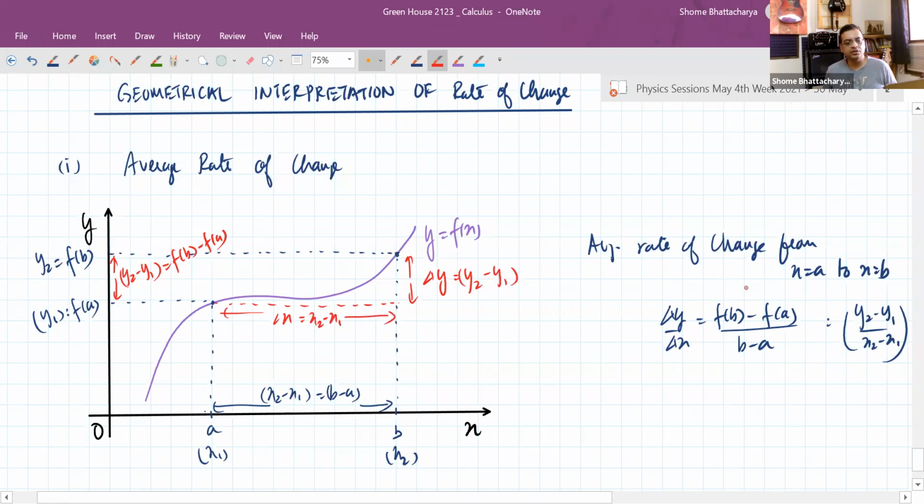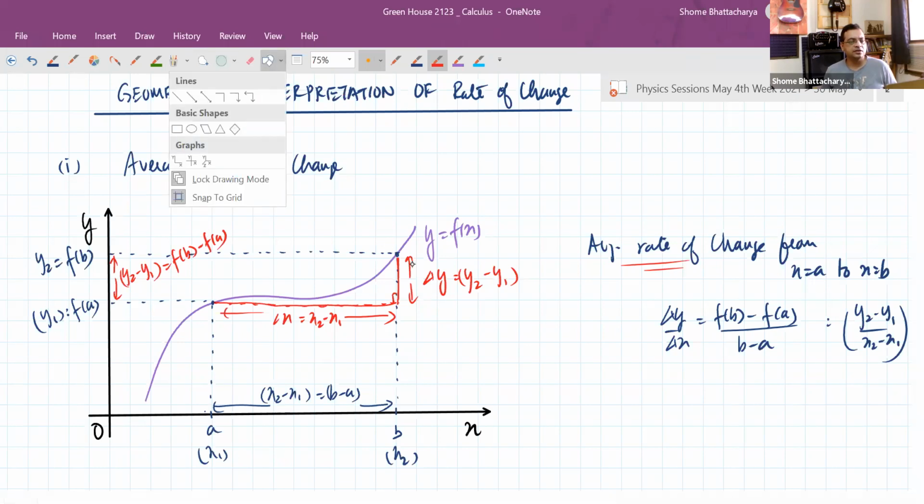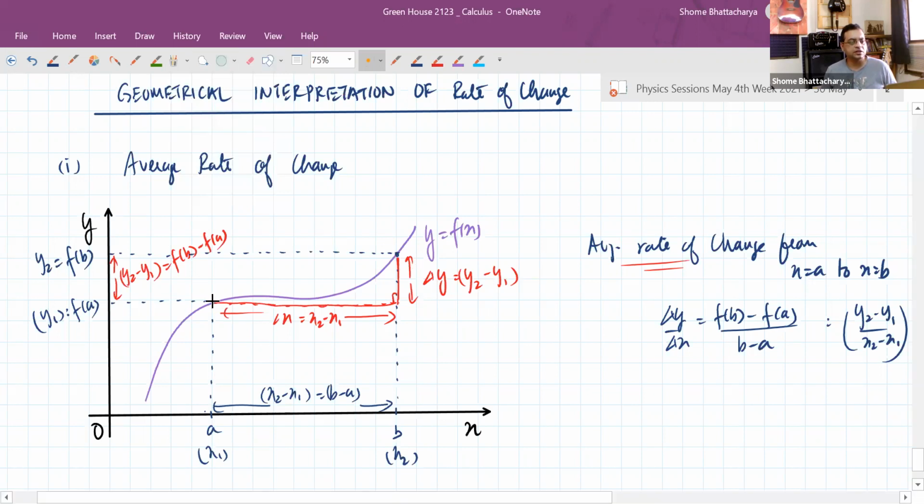So the geometrical meaning of this average rate of change becomes just the ratio of this distance here to this distance here. So the ratio of these two distances is nothing but the slope of this type of line. This type of line, as you know, we call the secant line. When we join two points on a graph, x1, y1 and x2, y2, as a straight line, that line is called a secant line.